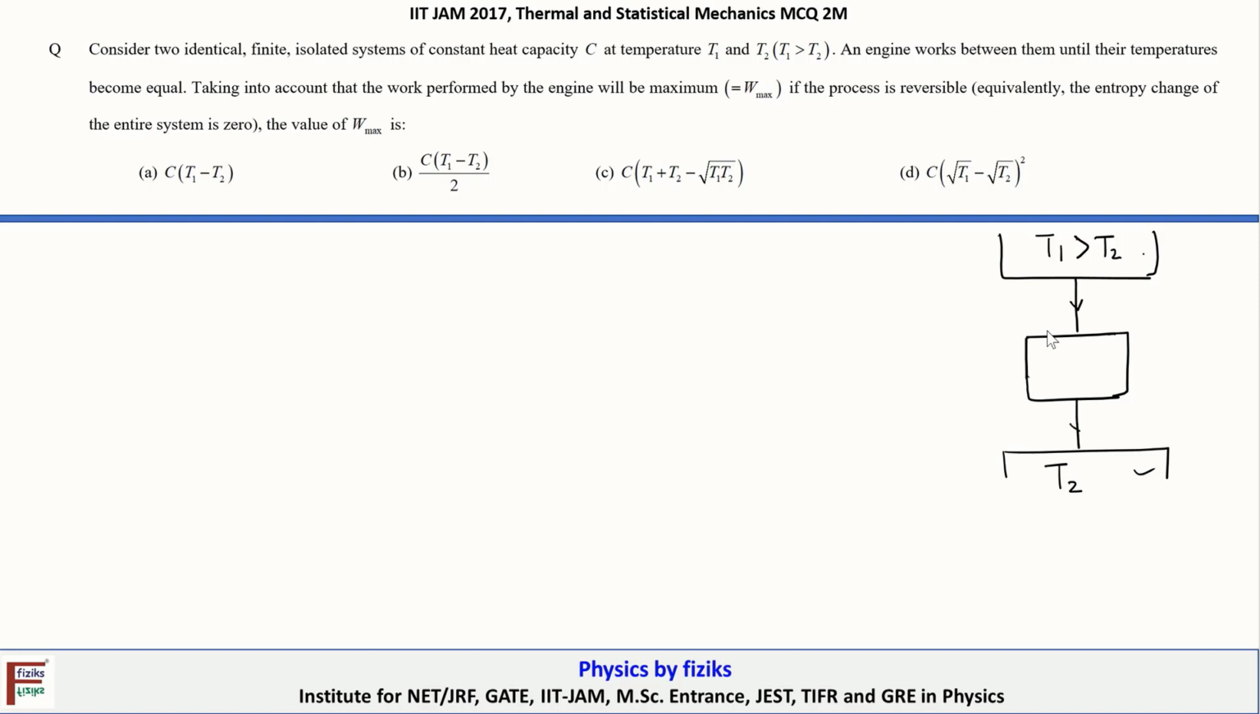So let's draw the diagram first and then try to understand. When the working substance undergoes the cyclic process, it will take Q1 amount of energy from this reservoir at temperature T1, and it will reject Q2 amount of energy to the other reservoir which is at T2, such that T2 is smaller than T1. W is the amount of work performed by this reversible cycle, and this can be written as W equal to Q1 minus Q2.